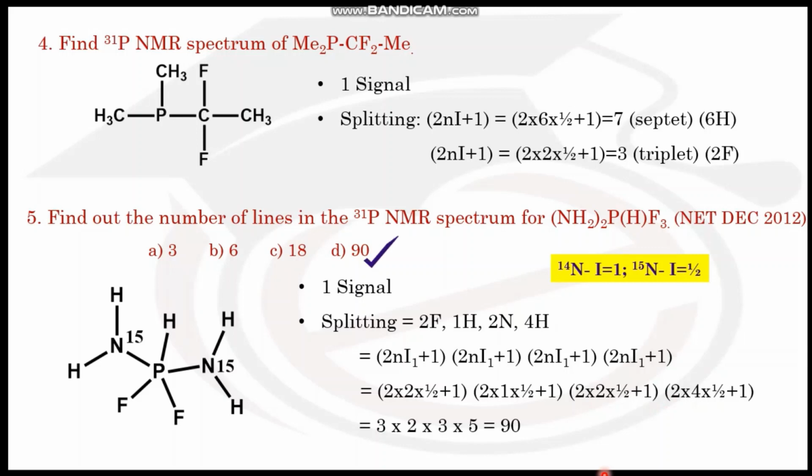First we have to find out the number of signals, later you have to consider the splitting. If you get confused or suddenly start writing the splitting, it will sometimes go wrong. First find out the number of signals, later consider splitting. Then it will be very easy for you to calculate the value. And remember, N14 has an I value of 1, and N15 has an I value of 1/2. Always remember that.